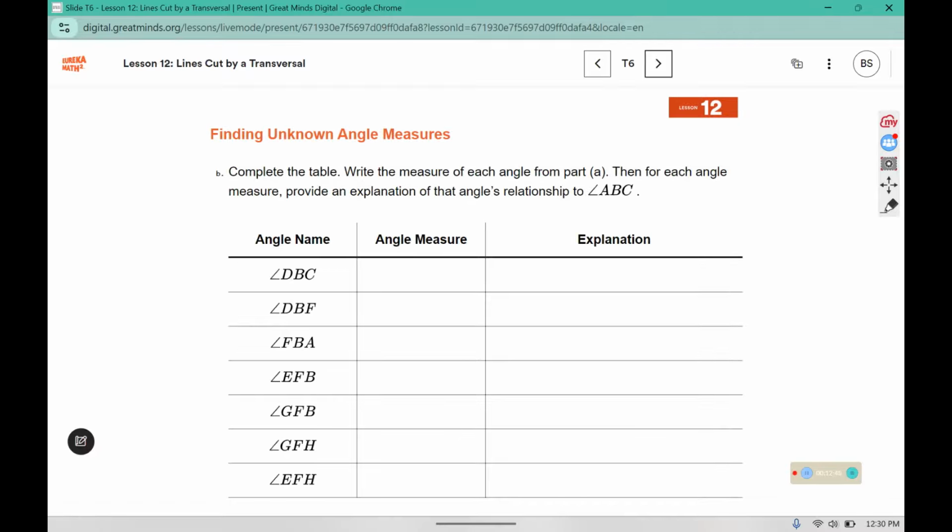Now we're going to complete the table by writing the measurements of each angle from part A and provide an explanation of that angle's relationship to angle ABC, which is this one here. DBC is this angle here, and we know that that is 59 degrees because angle ABC and DBC form what's called straight angles.